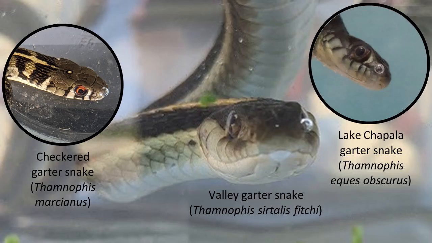We observed the use of air bubbles in 3 species of garter snakes: wild valley garter snakes, as well as our captive-bred checkered and Lake Chapala garters. Interestingly, the use of narial bubbles varies with degree of aquatic dependence, since our more terrestrial species, the checkered garter snakes, use them more often than the more aquatic species, the Lake Chapala garters.